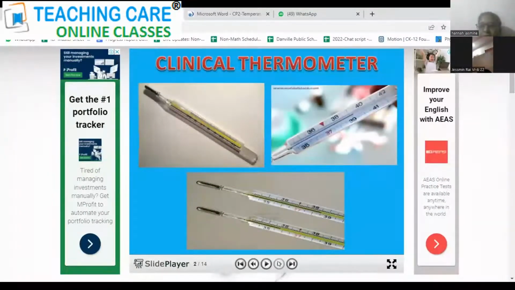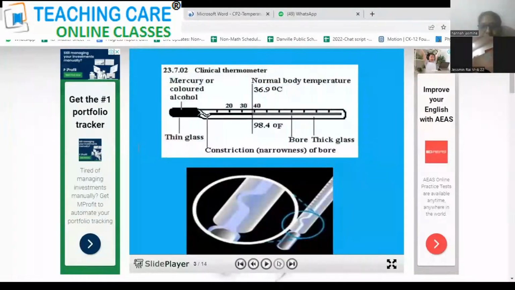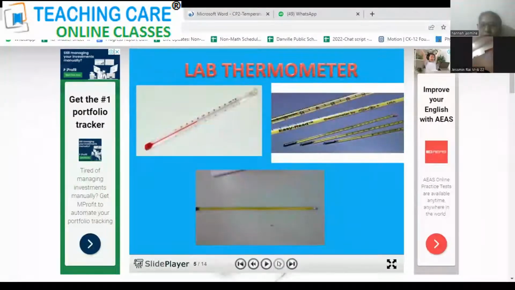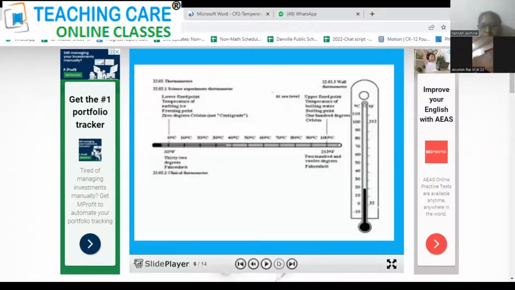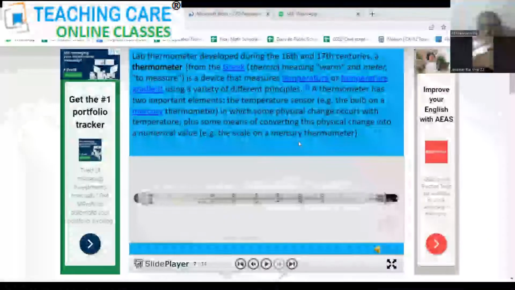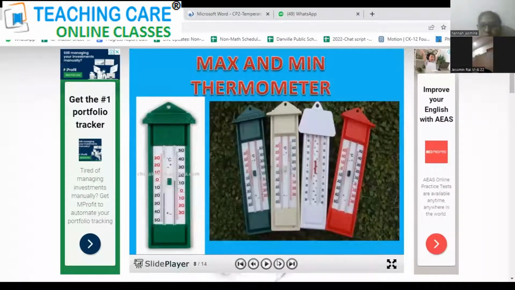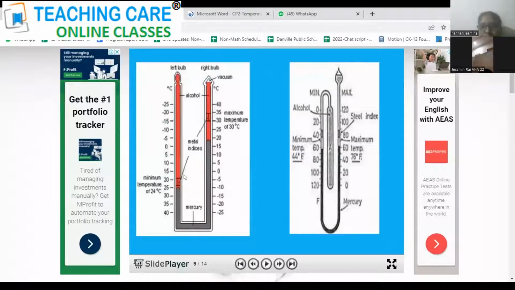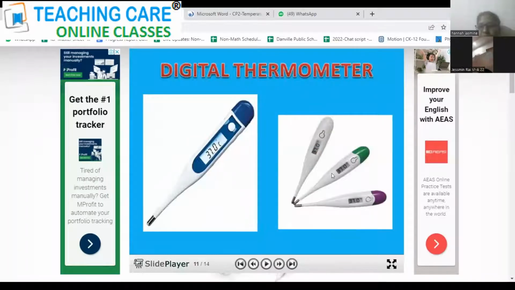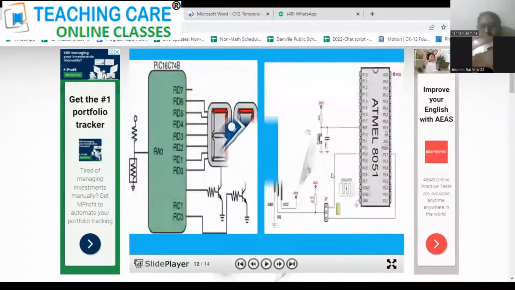So this is how the clinical thermometer looks, Jasmine. It's in your book. A capillary tube measures the degree of the temperature. Can you see the reading? Can you see here the mercury? And this is alcohol. It moves right away like this. Nowadays we use this kind of digital clinical thermometer.